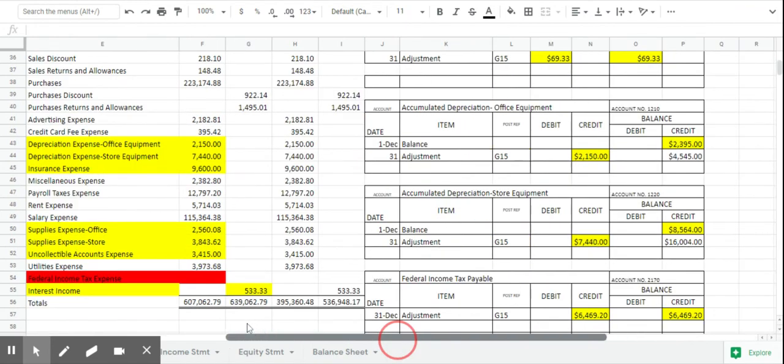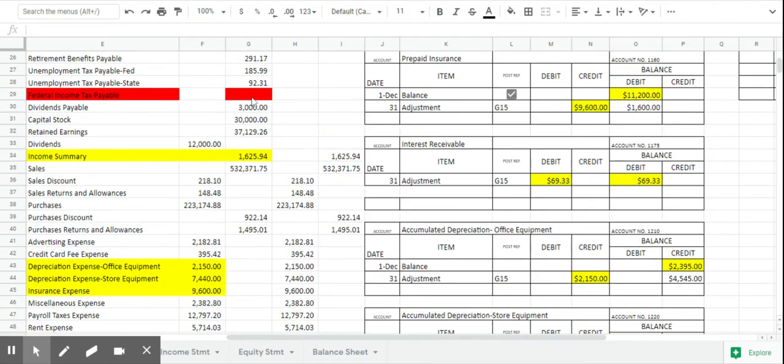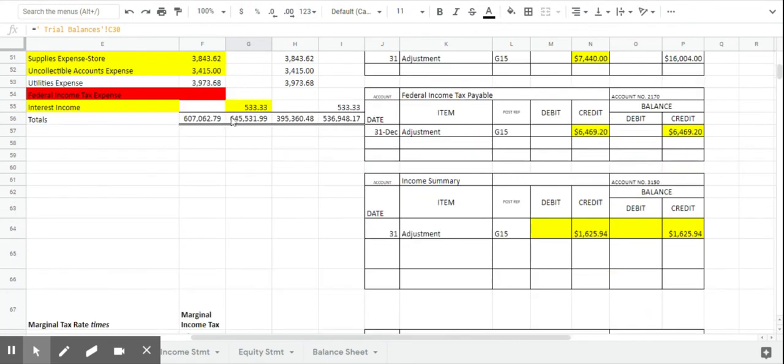Now we can fill in the red numbers. Federal income tax payable balance was 6469.2. And the balance of federal income tax was 38,469. And you can see when you put that in, you balance up 645,531.99 on the debit and credit.